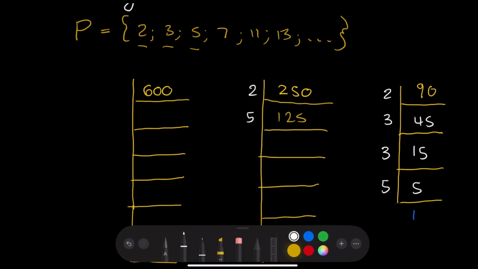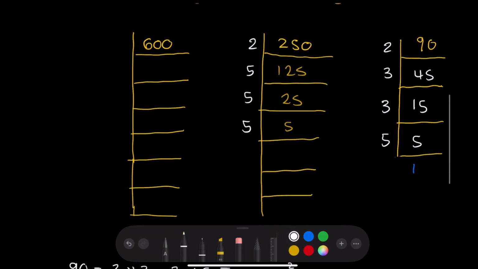Then what does it give me? It gives me 25. Then is 25 divisible by 5? Yes, it is. And that gives me 5. Then is 5 divisible by 5? Yes, it is. And it gives me the final answer as 1.